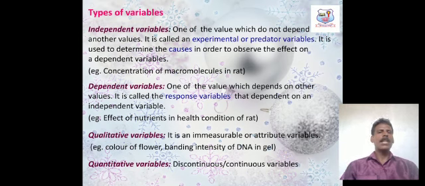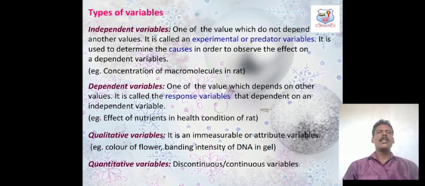Without any dependent variable, we cannot study the independent variable. For example, concentration of macromolecules in rat. So each and every concentration of molecule differs from one another in the rat or any animal.